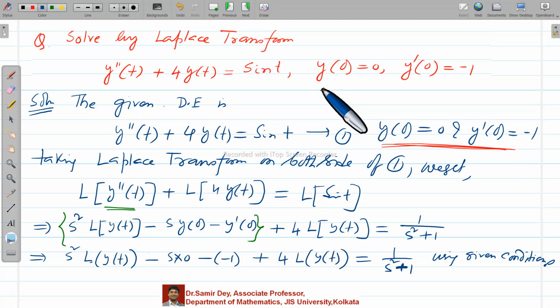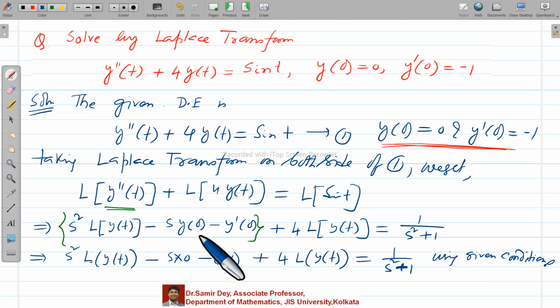Is it clear? So first you write down the differential equation along with the given condition whatever you have. Next you write down taking Laplace transform on both sides, we get L of this, L of that and this. Now already you know, we have already discussed the derivative formula. s square L of y(t) minus s y(0) minus y dash 0 plus 4 L of y(t) is equal to 1 by sin t formula, s square plus 1.